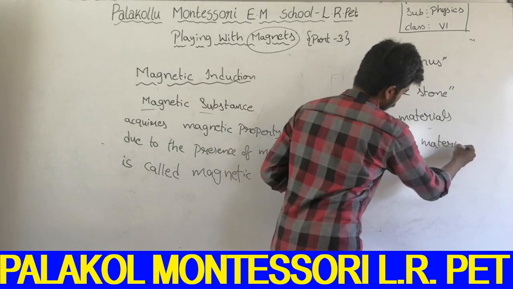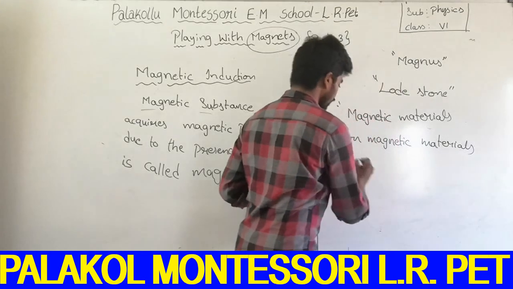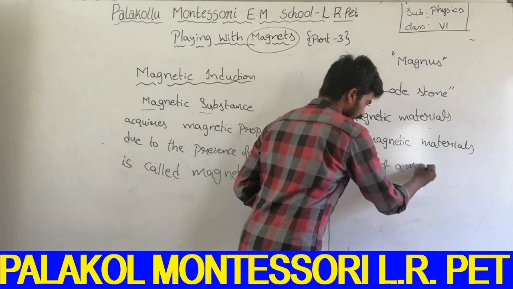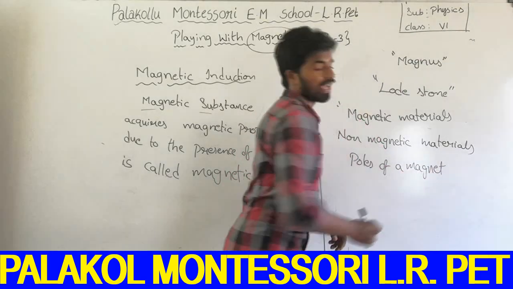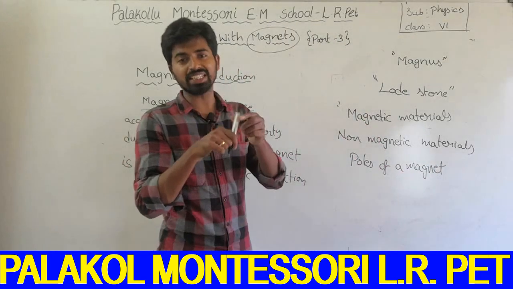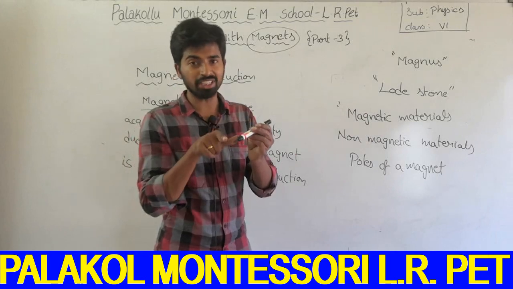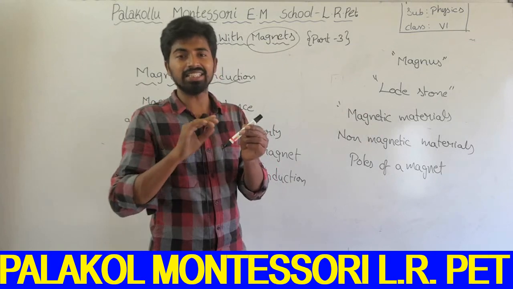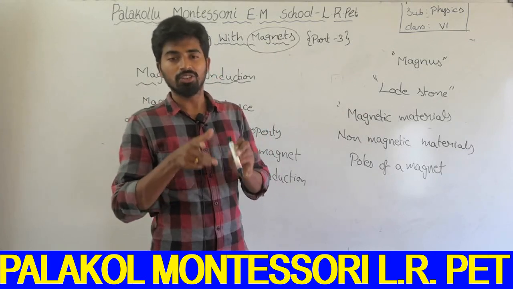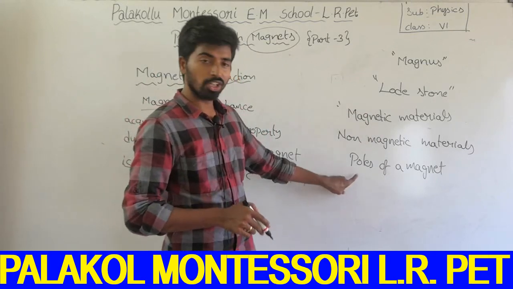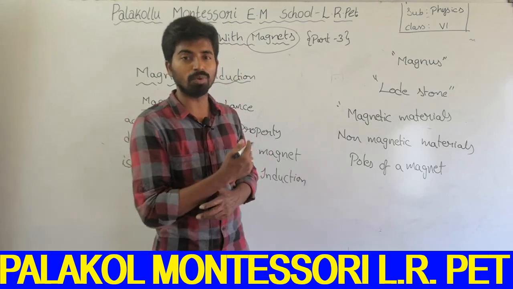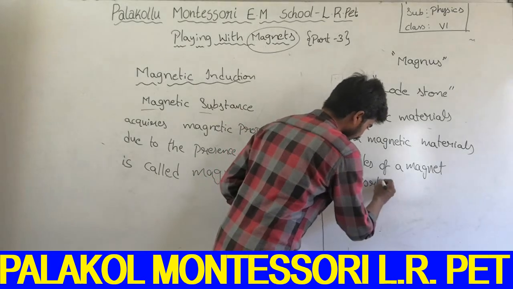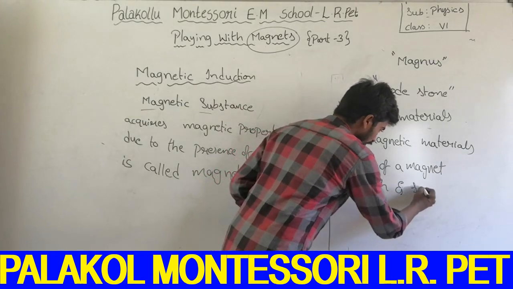And what are the poles of a magnet? Every magnet, especially a bar magnet, has two ends. When compared with its body, at the ends it has high attracting capacity. We call those ends the poles of a magnet. The two poles of a magnet are the north pole and the south pole.